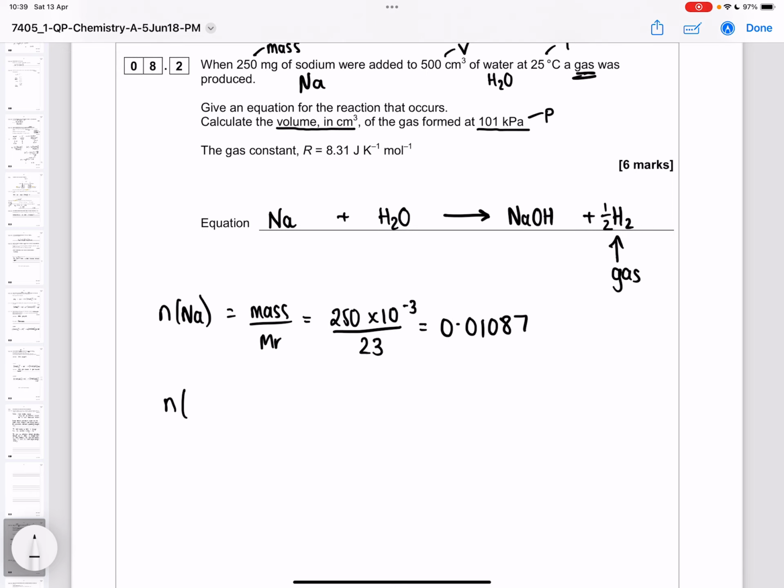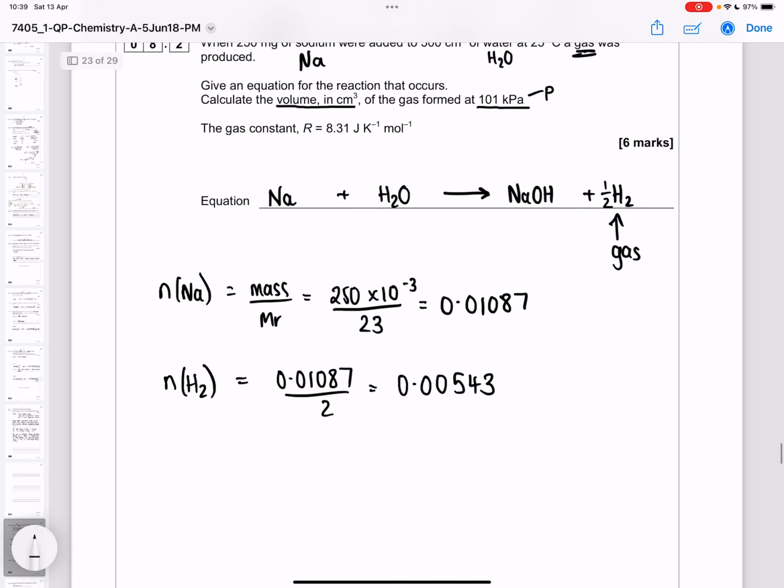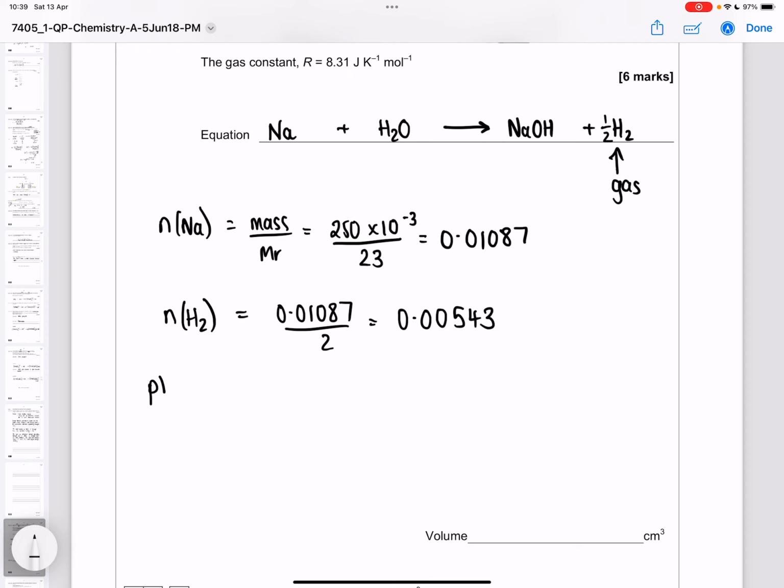But because we want the volume of gas, we need to know the moles of gas, and in this case the gas is the hydrogen. So we need to work out the moles of hydrogen, and that would be the moles of sodium divided by 2, half the moles of sodium. So I'm just going to press divide by 2 on my calculator, and I get 0.00543.